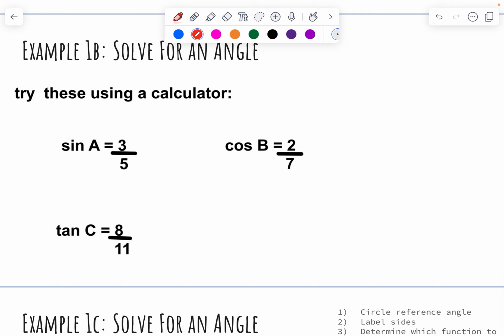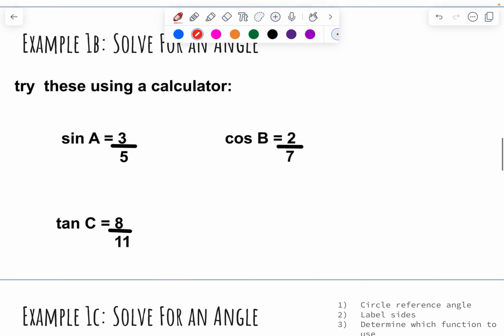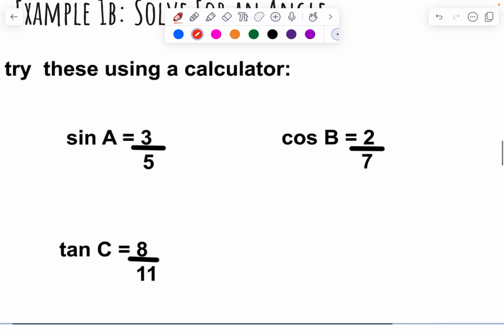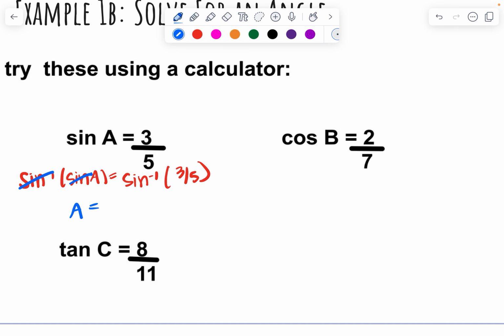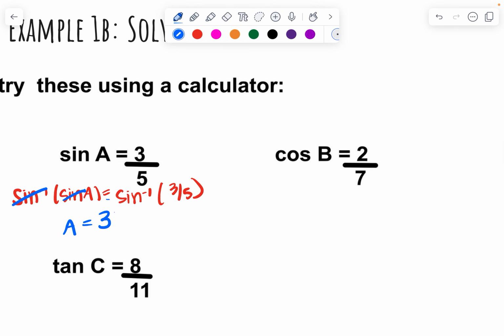So if we just practice solving for these in our calculator, this first one, again, I would do inverse sine then on both sides. Inverse sine of sine A equals inverse sine of 3/5. Inverse sine and sine cancel. So if you did inverse sine of 3 divided by 5 in your calculator, you would get 36.87 degrees.